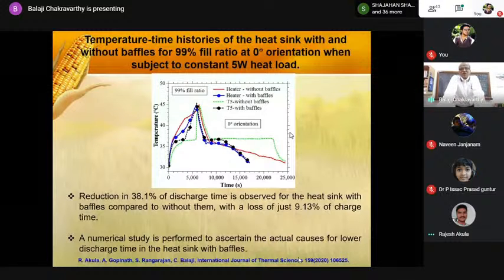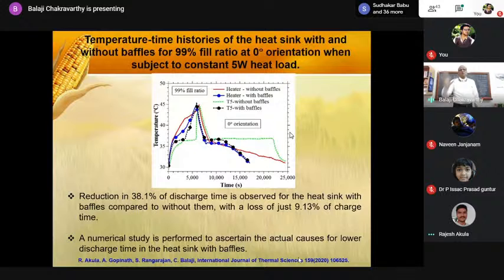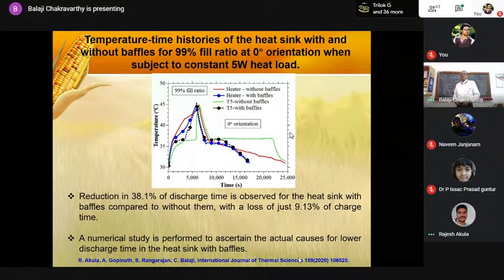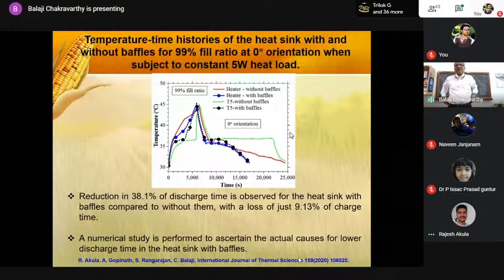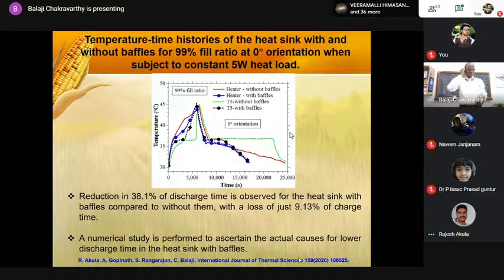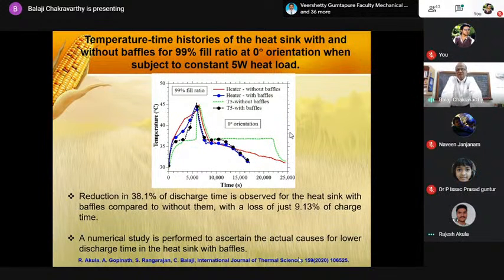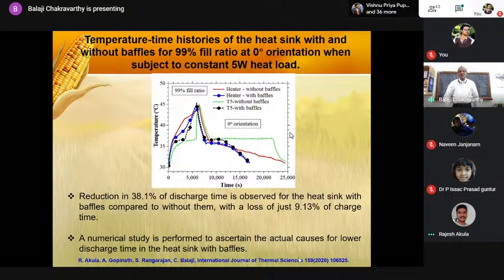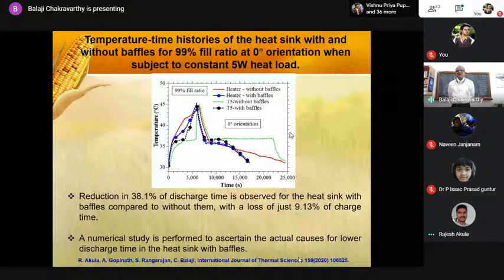Now, the standout result is the blue. Look at the blue. Blue is the discharge cycle; compared to green and red, it came down. Therefore, I'm having a much shorter discharge time if I have a heat sink with baffle. Look at the legend of the figure. Left hand side within the text box, you have put 99% fill ratio. Right hand side, red, heat sink without baffle. Blue, heat sink with baffle. Very good. The discharging cycle is reduced.